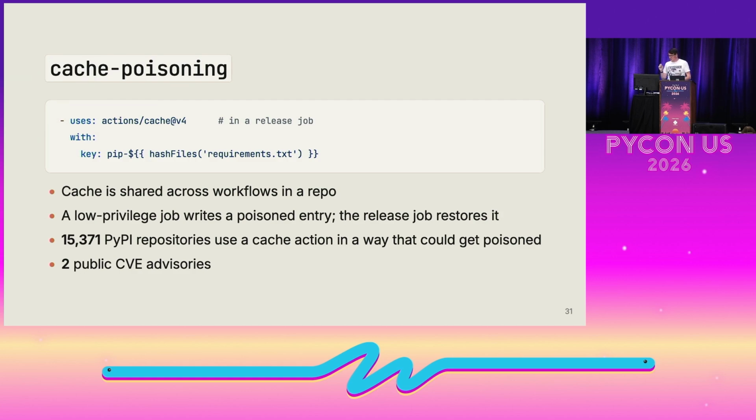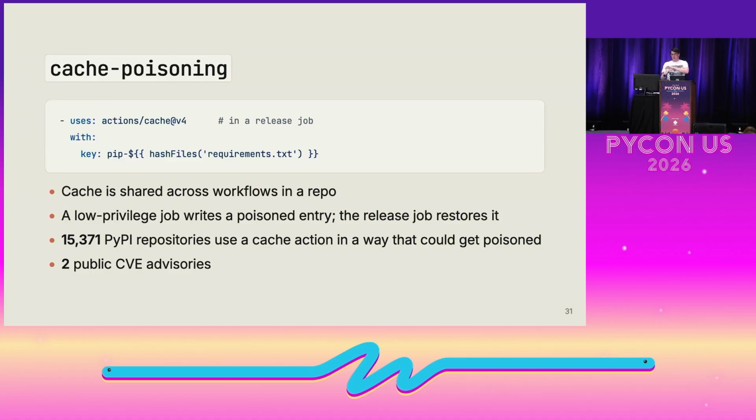Cache poisoning. So this is basically one of the main things that is used to chain vulnerabilities across different actions. Because the way that caches work in GitHub is that within a run, one workflow can basically write to a cache and then another one can read it. So if you can write to the cache, you can potentially poison it and then have a different workflow that you had no access to run in actually execute and use that cache that you were able to write to.